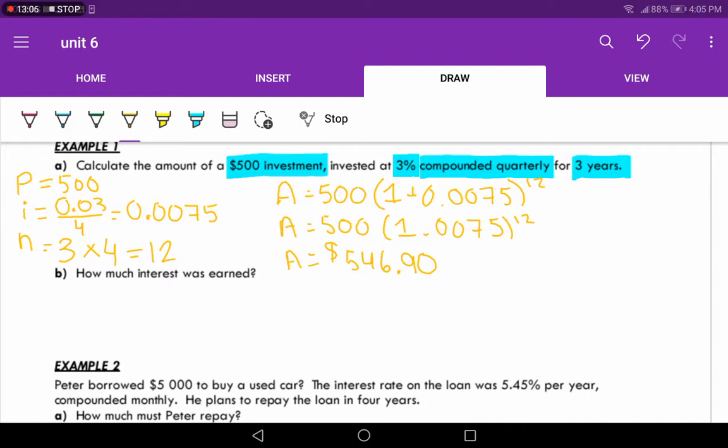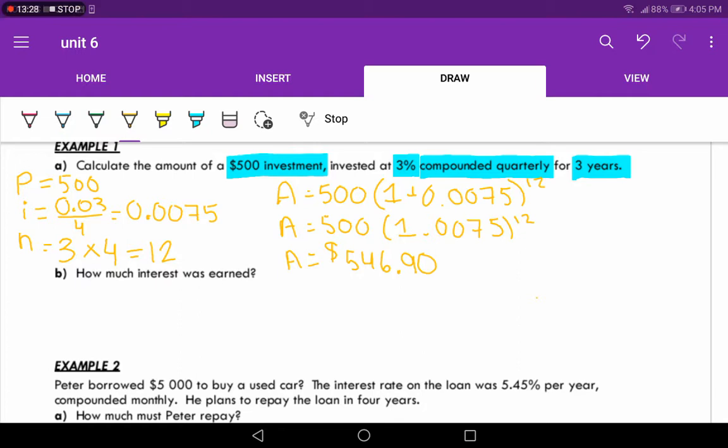So we didn't invest a lot of money, right? We only invested $500, which may be kind of realistic for you guys, because you guys are obviously not going to have a lot of money. But even if you invest just a small amount, $500, the rate here is pretty low, probably pretty realistic. For 3 years, you would end up having $546.90 at the end of it.